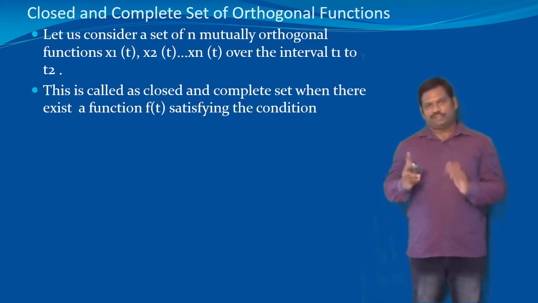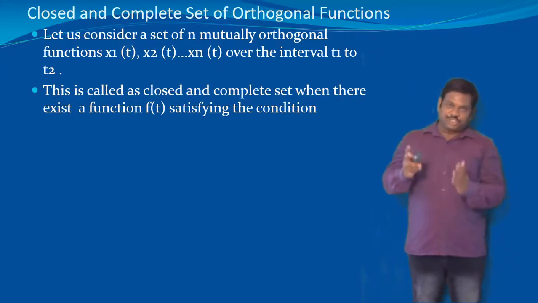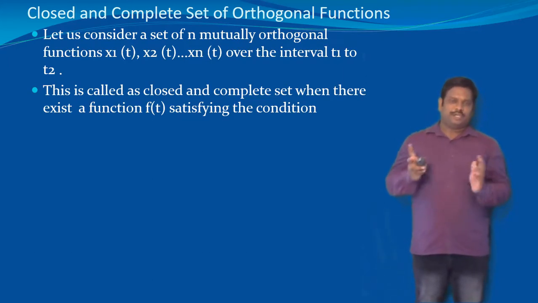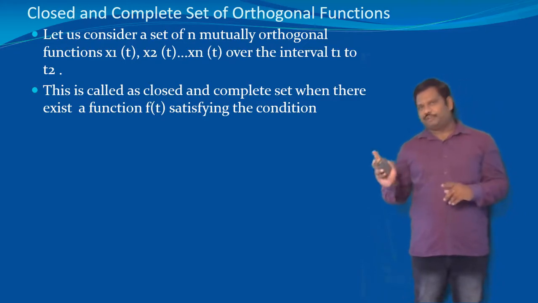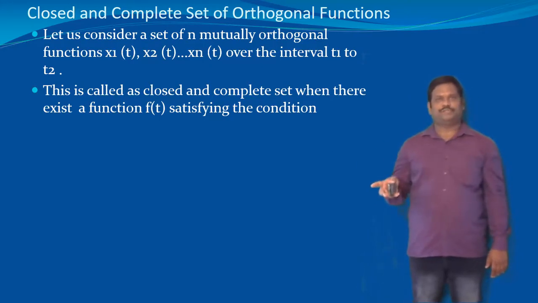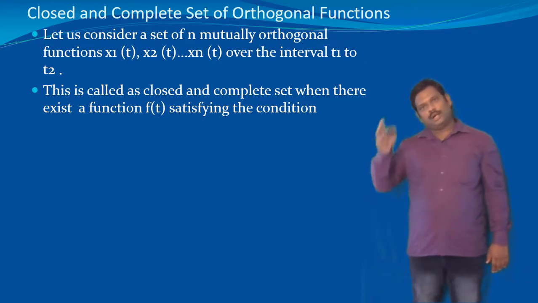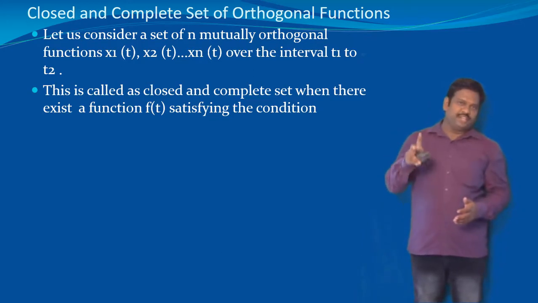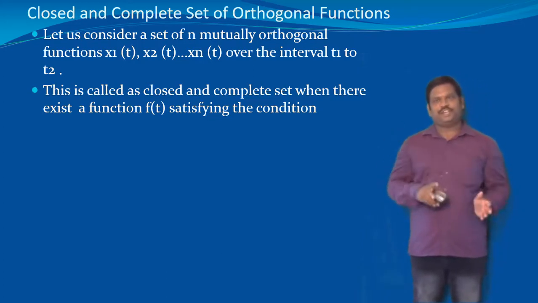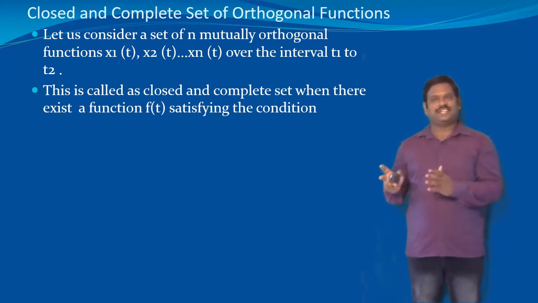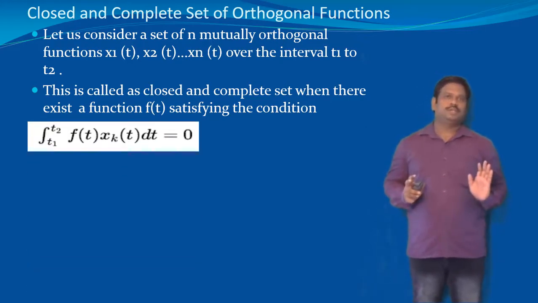Now we are considering one more function, f of t, which is also orthogonal to each of the n functions. That is, when we integrate f of t with x1 of t, if we get 0, then f of t and x1 of t are orthogonal. Similarly, f of t and x2 of t: if we integrate those two functions and again get 0, then they are orthogonal. Like this for n number of functions. Then f of t is said to be included in this orthogonal set. Then f of t and these n functions will be called the closed or complete set of orthogonal functions. Okay?